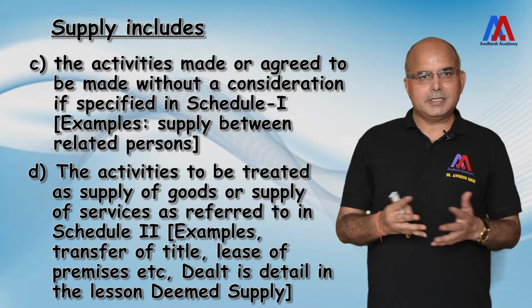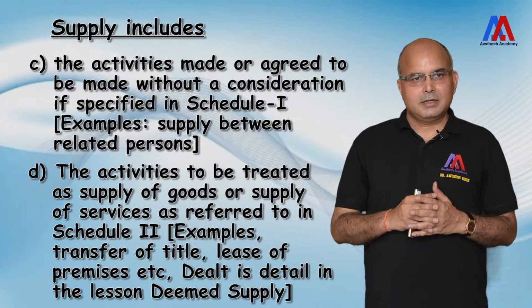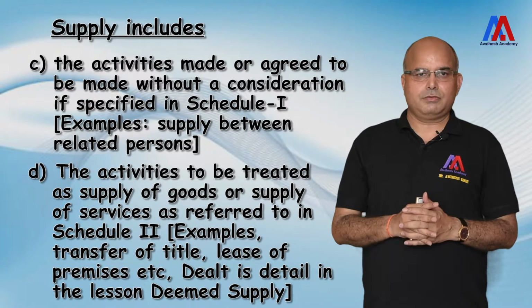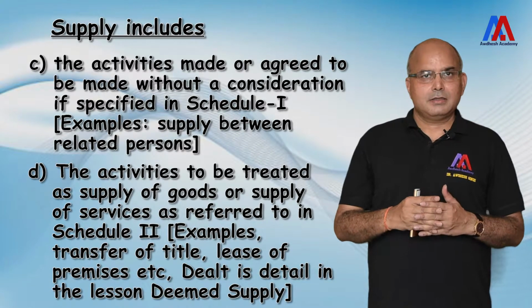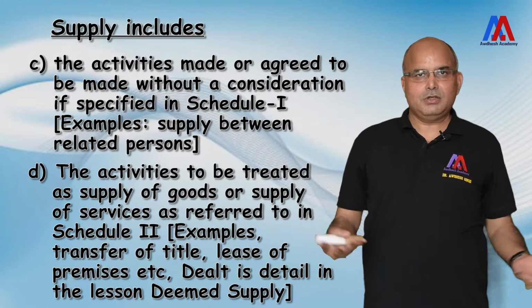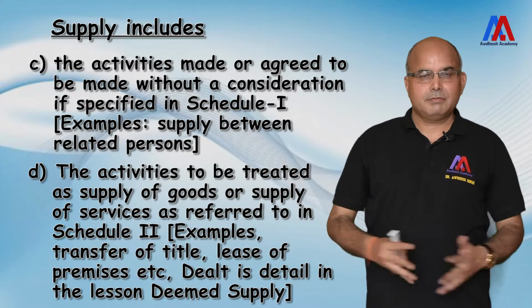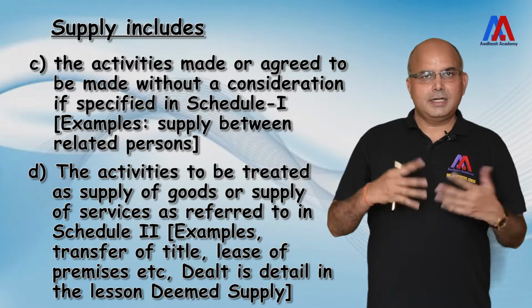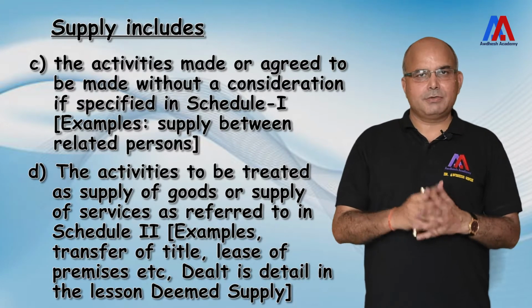Similarly, the activities which are referred to in Schedule 2 have to be treated as supply of goods or services. For example, if you are leasing a premises, if you have a building and you are leasing it, actually you are not supplying any service. But this is considered to be a supply of service or a deemed supply because of the definition, because it falls under Schedule 2. So certain services have been deliberately put under the umbrella of supply, even though strictly speaking they may not fall into the category of supply. We shall be dealing with these deemed supplies separately in a separate lesson.